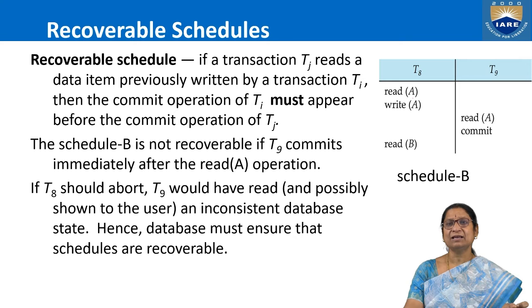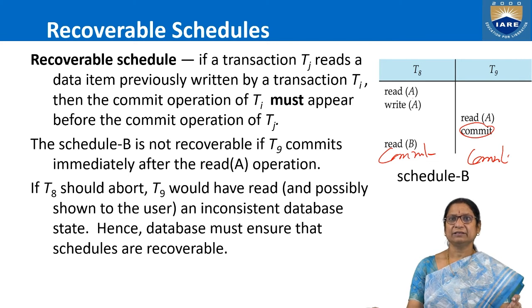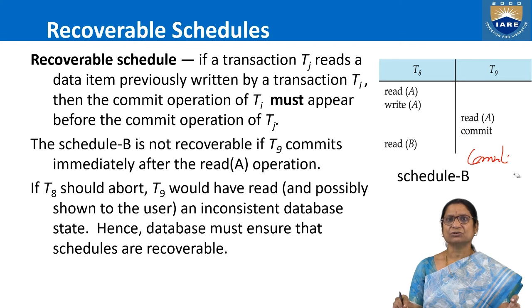Now schedule B is not a recoverable schedule because T9 is committed earlier than the transaction from which the data was used. Data A was written by T8, that was used by T9, and T9 committed earlier than T8. So this is not considered a recoverable schedule. For example, if this commit statement is after the commit of T8, then it is a recoverable schedule, because T8 is completed earlier than T9.